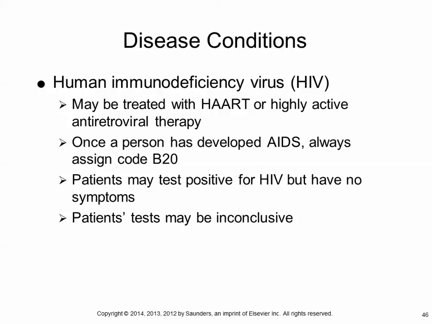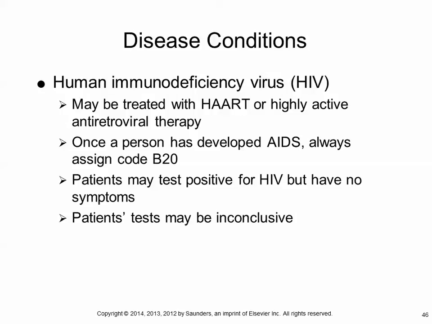All right, so let's say a patient is admitted with a broken leg and they have HIV or AIDS, and it is confirmed. That is not going to be our principal diagnosis. The fractured leg will be the principal. HIV or AIDS, the B20 code, will be a secondary code.